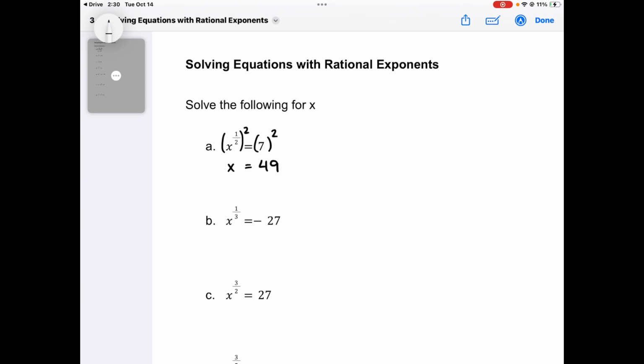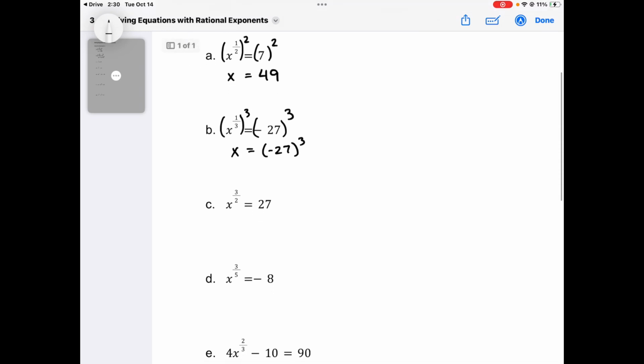If I have a cube or a 3 underneath, I'm going to cube both sides. Okay, this gives me x to the exponent 1 on the left and minus 27 cubed on the right, which I could cube using my calculator. I know that it's going to give me a negative value.